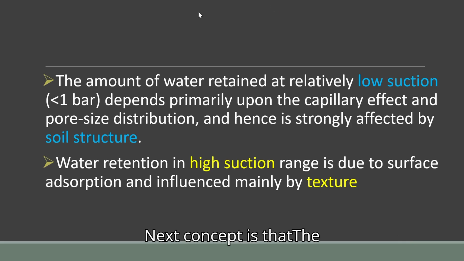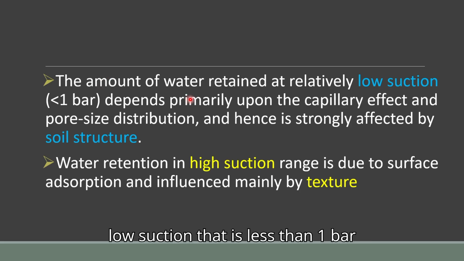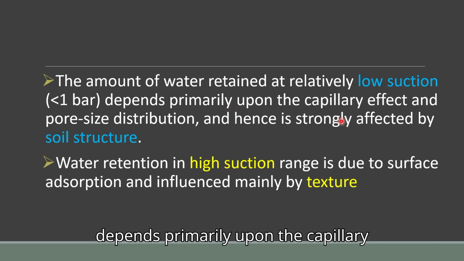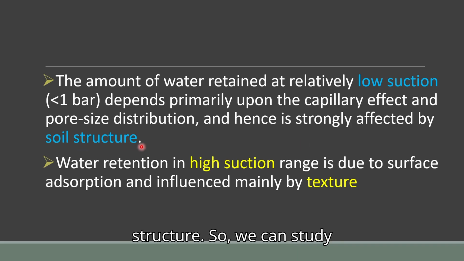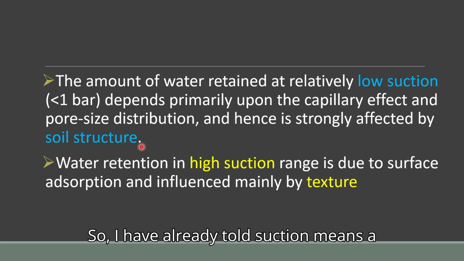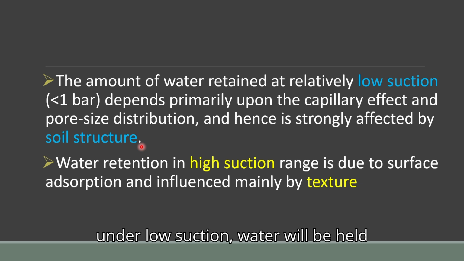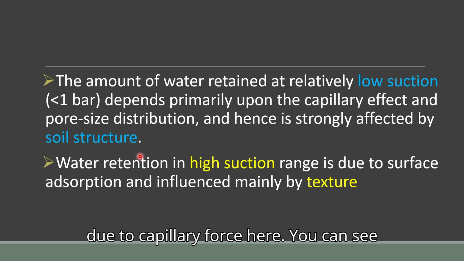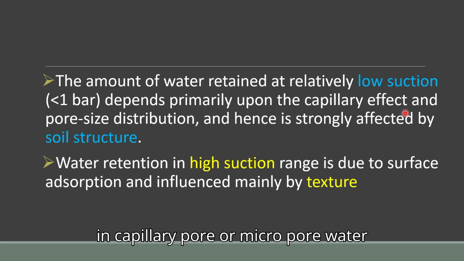Next concept is that the amount of water retained at relatively low suction, that is less than 1 bar, depends primarily upon the capillary effect and pore size distribution, and hence is strongly affected by the soil structure. So we can study what happens at low suction. I have already told you suction means a pressure. When the soil retains water under low suction, water will be held due to capillary force. Here you can see the capillary effect. In capillary pores or micropores, water will be held.